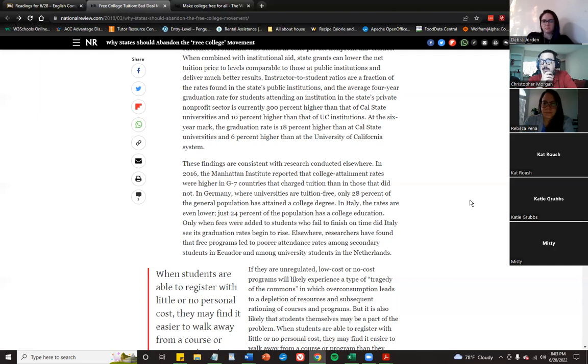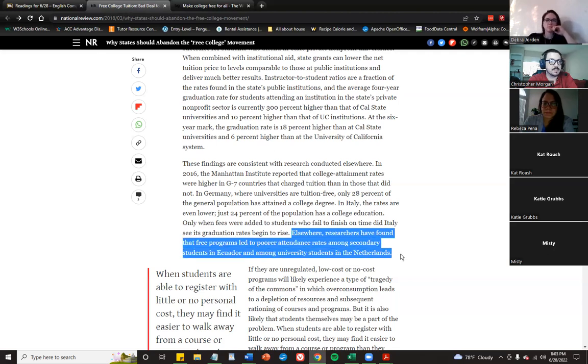When she arrives at her ultimate point in that paragraph, she's suddenly obscure about her source of data, right? Elsewhere, researchers have found that free programs lead to poorer attendance rates among secondary students in Ecuador and university students in the Netherlands. Why do I know that this isn't apples to oranges, right? How do I know that you can compare Ecuador to the Netherlands in this way? I have no idea. I have no idea what the situation in Ecuador is. I have even little idea about what's going on in the Netherlands, except that people ride a lot of bikes and they like tulips. That's about all I know about the Netherlands, and that's not coming from Walsh, right?